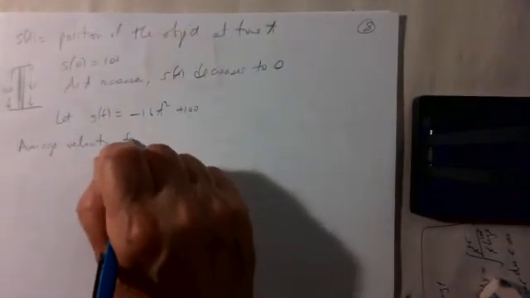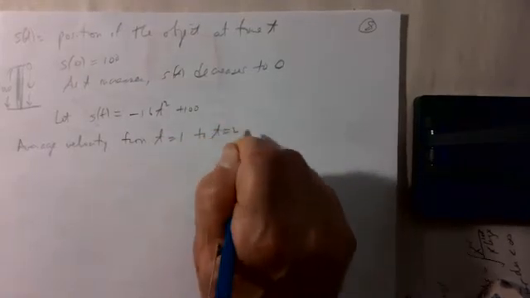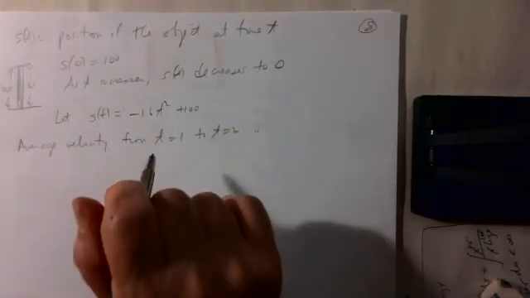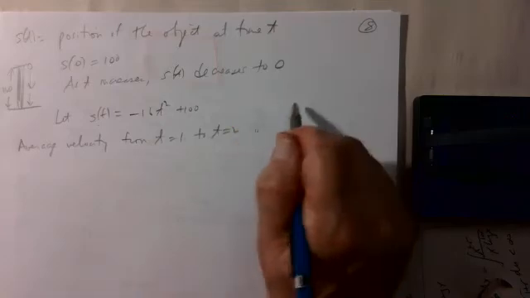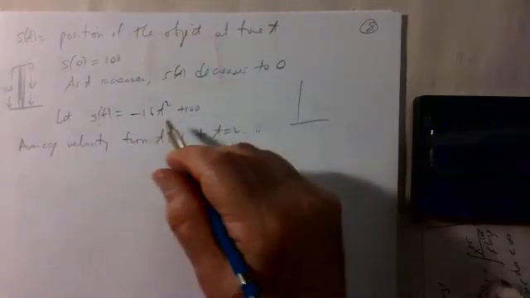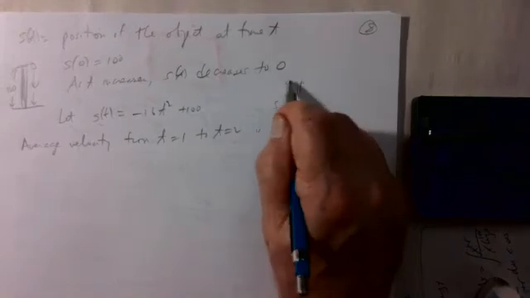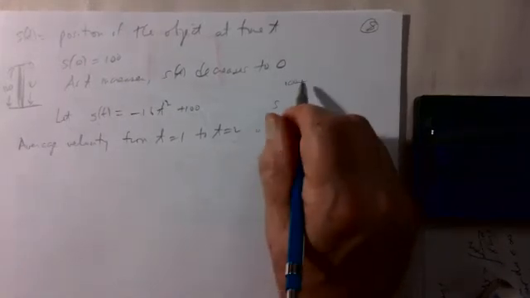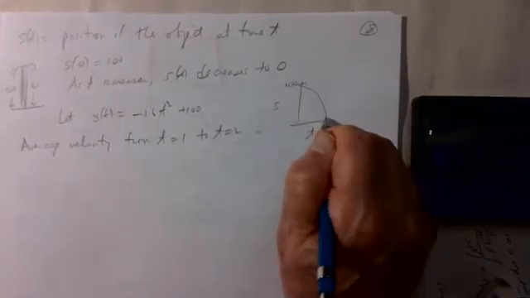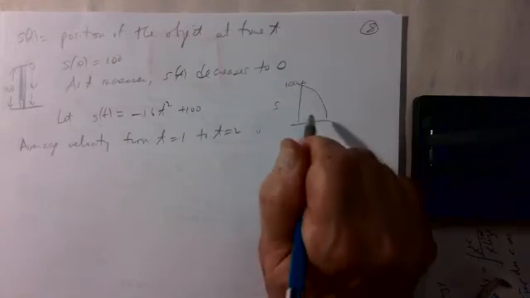So for example, what is the average velocity? Velocity is the rate of change of the position. The average velocity from t equal 1 to t equal 2. So if you're looking at this function as a function of t, this is t and this is s. You start at 100, and as t increases, this thing is falling. It's like a parabola. Then it hits the ground.